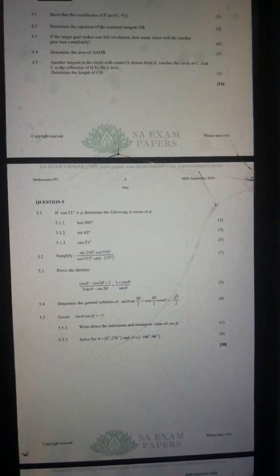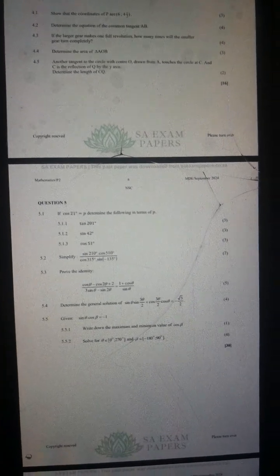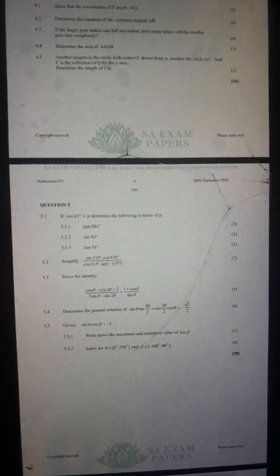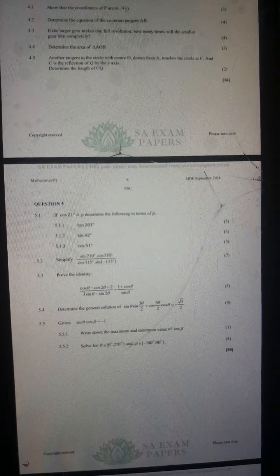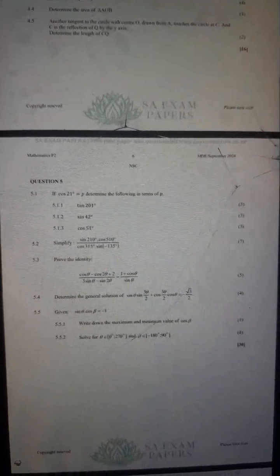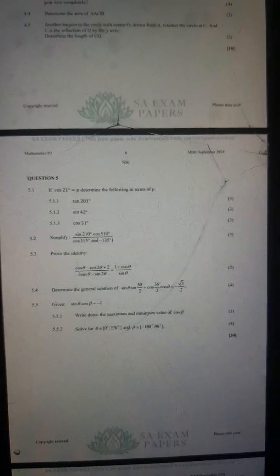So from there, guys, I want us to look at 5.2, where we are given sine 210 multiplied by cos 510, and cos 315 multiplied by sine negative 135 degrees. That's 7 marks. We can get those beautiful marks. It's only applying the basics, and remember, your CAST diagram is essential here.